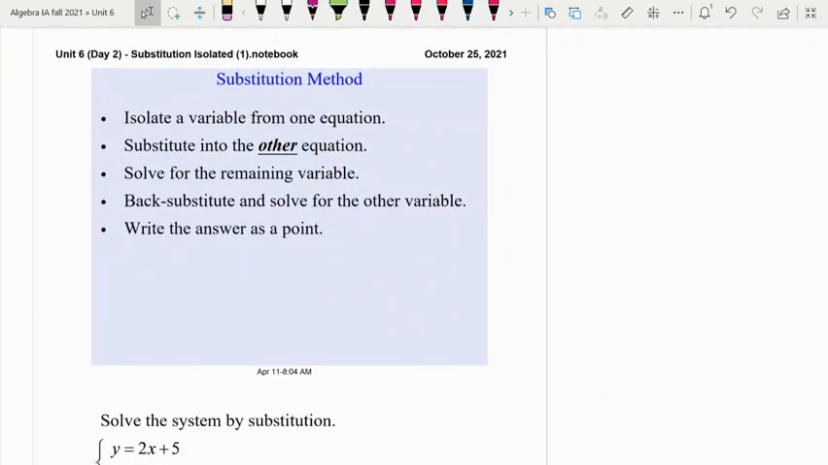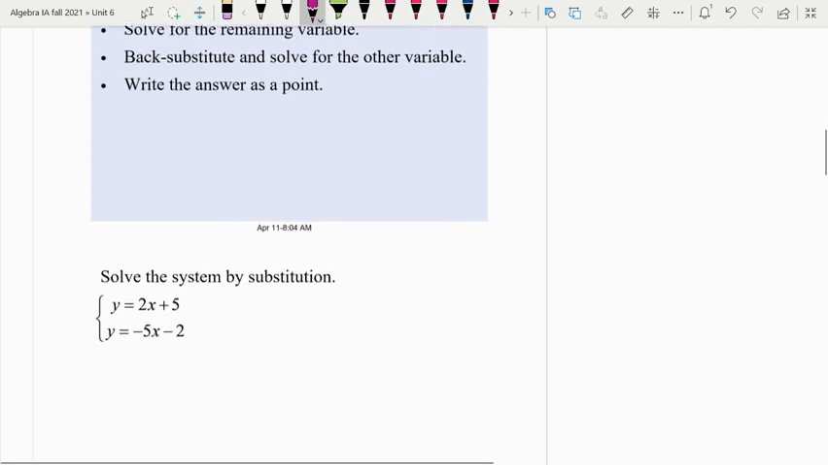So substitution method, you're going to isolate a variable from one equation, substitute it into the other equation, important here, solve for the remaining variable, back substitute and solve for the other variable, write the answer as a point.